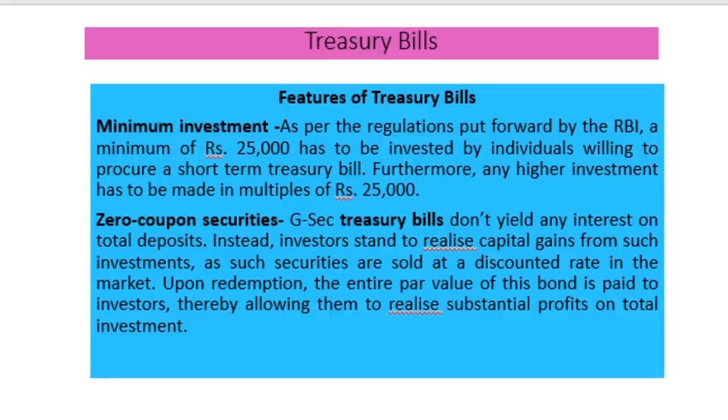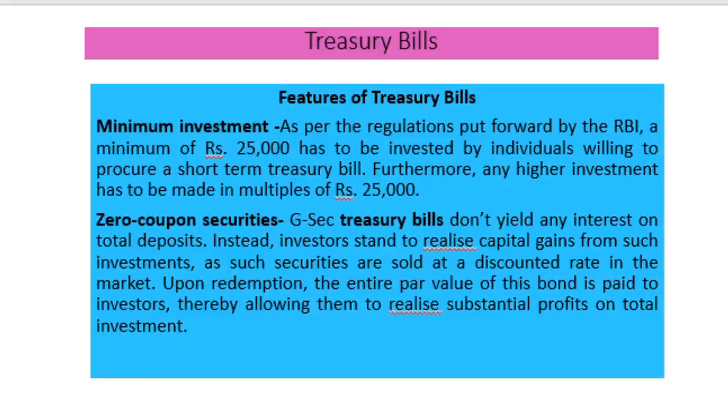Then the second one is zero coupon securities. Treasury bills do not yield any interest on the total deposit. That is, this will not provide any interest on the total deposit. Instead, investors stand to realize capital gains from such an investment. We will get some capital gains from the investment. That is, securities are sold at a discount rate in the market.